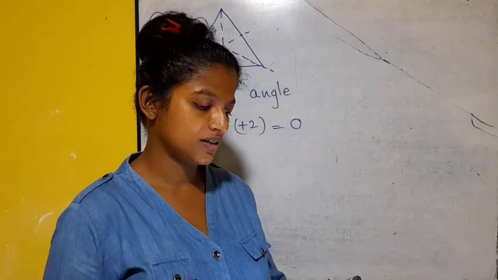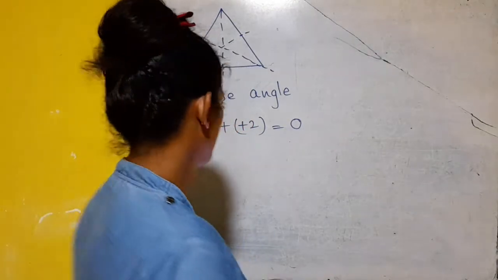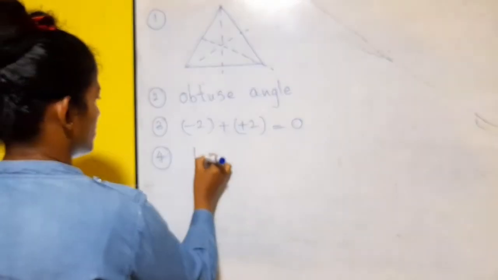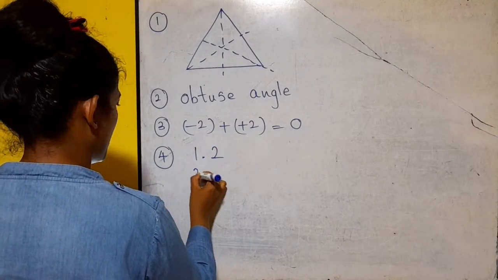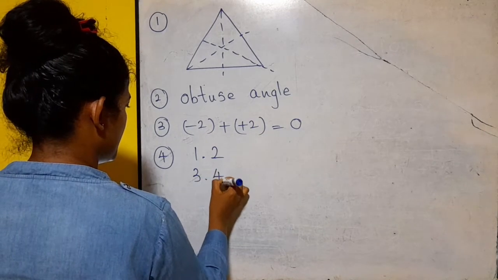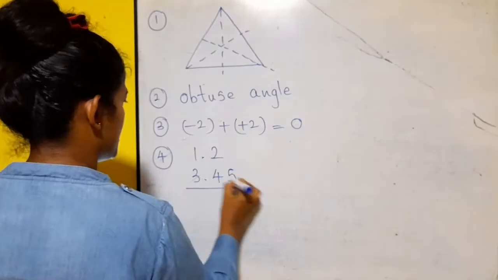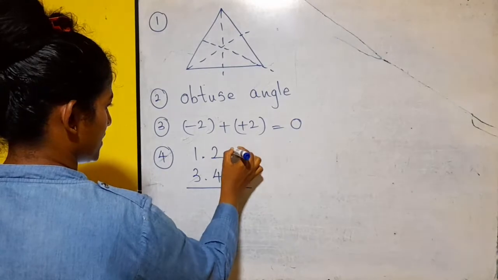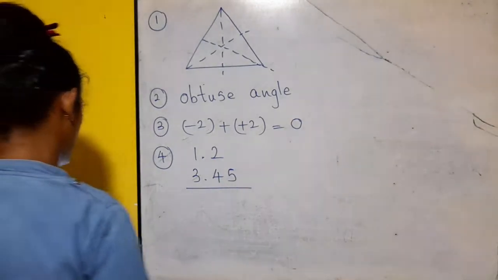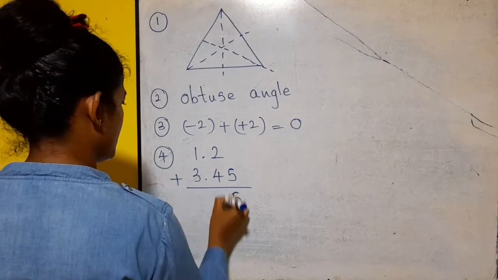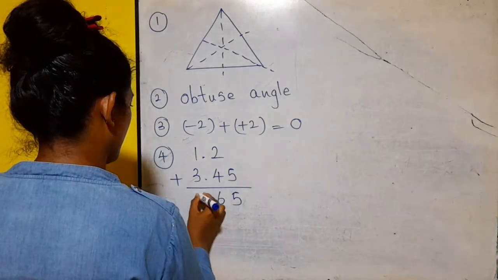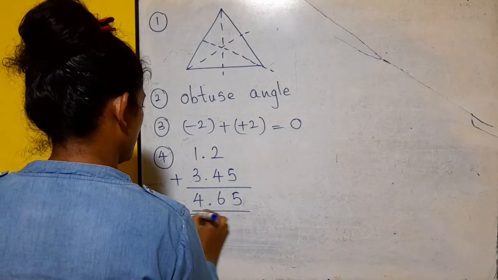Then question number 4, add 1.2 plus 3.45. When you are adding or subtracting decimal numbers, you have to write the decimal point one below the other like this. The first decimal place is one below the other, second decimal place is also one below the other. Now you can add the two numbers: 5, then here 6, 4. 4.65 is the answer.